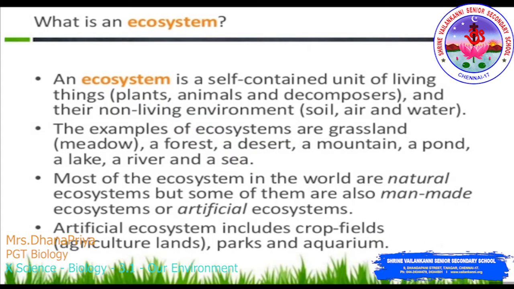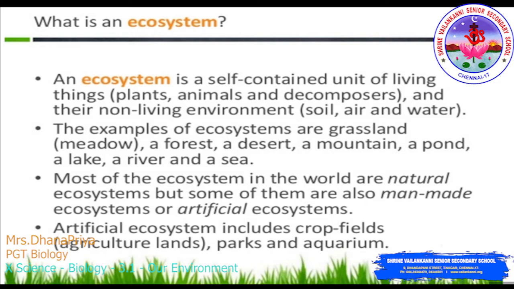So here you can see the ecosystem is a self-contained unit of living things. It includes plants, animals and decomposers, and the non-living things include soil, air and water. So the examples of ecosystem are grassland, forest, desert, mountain, a pond, a lake, a river and sea. We are going to see in brief what types of ecosystem these all come under.